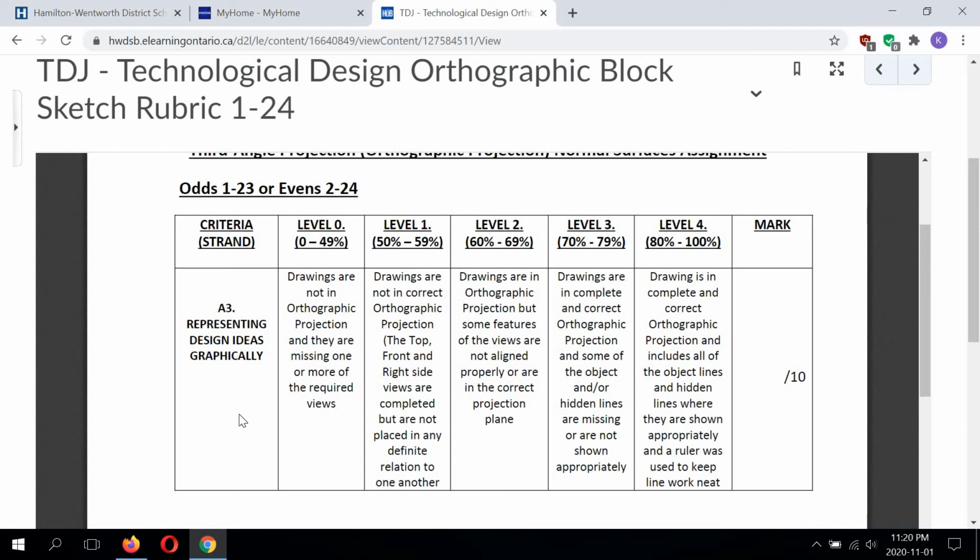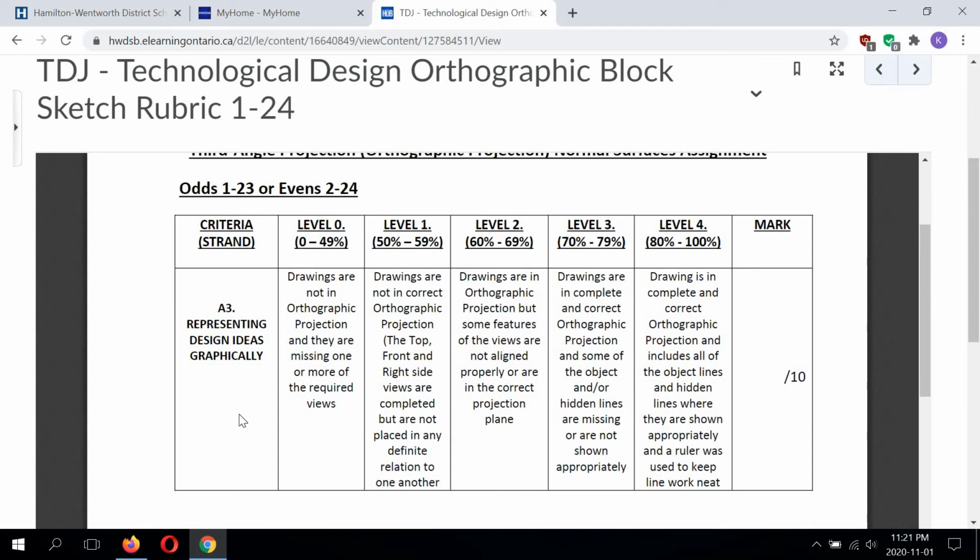Now let's talk about level 4, 80 to 100. Drawing is in complete and correct orthographic projection and includes all of the object lines and hidden lines where they are shown appropriately, and a ruler was used to keep line work neat. So if you're going for a really high mark on this assignment, which of course you should be, I'd be using a ruler with your pencil and making sure that you're drawing these things with clean, crisp, straight lines.